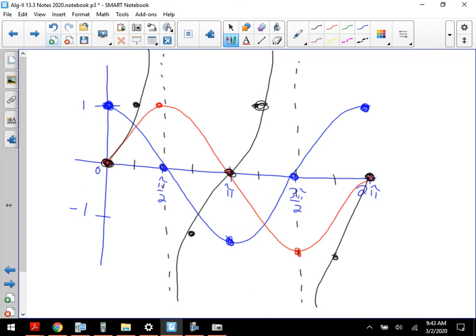Do you agree? Somewhere between 0 and 1 in the range is 1/2? Yeah. What's the reciprocal of 1/2? 2. So if this was half here, this means it'd be 2 here. It blows up. That's this.